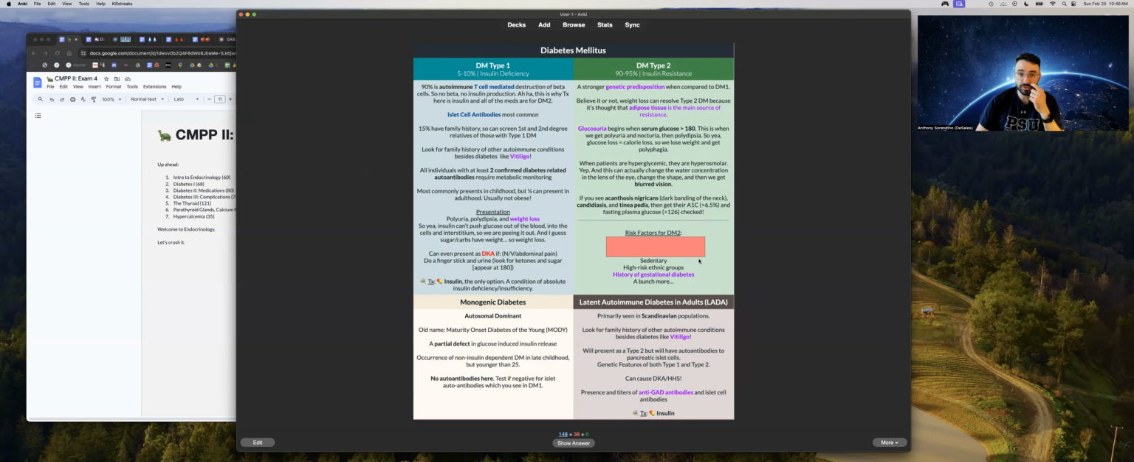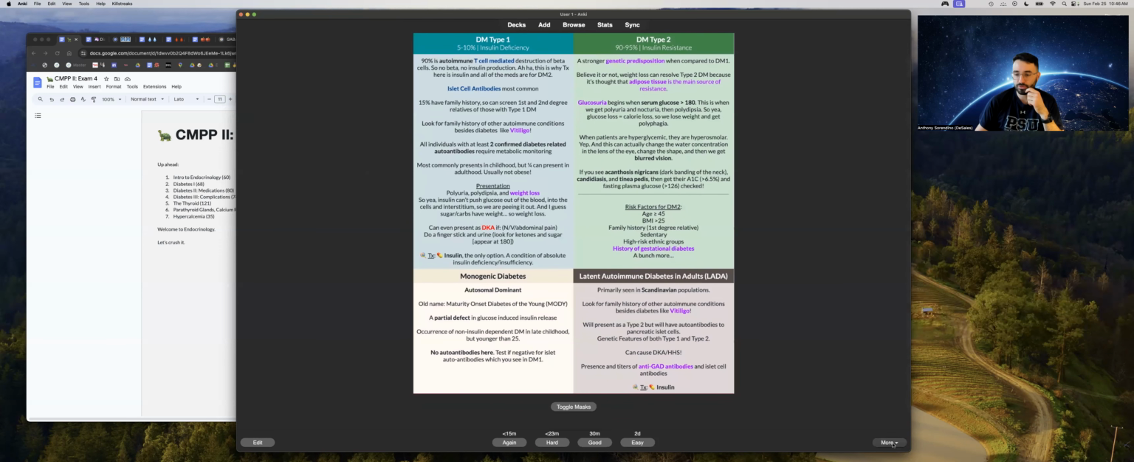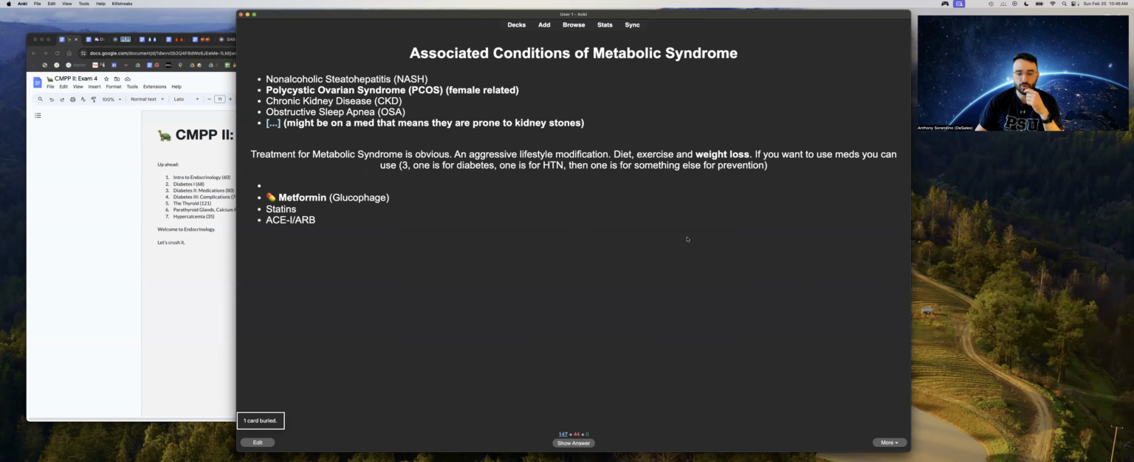I'm actually going to bury this card because I have something else for this. I don't know if I made a card, but we'll see if we can remember. Okay.